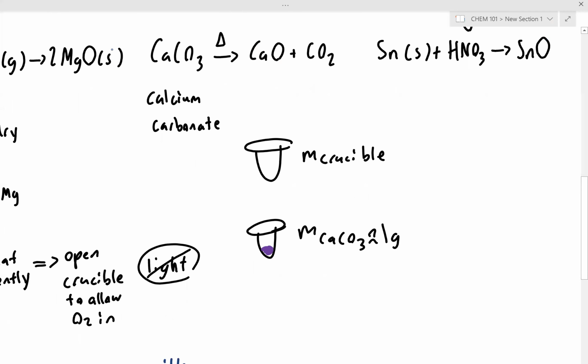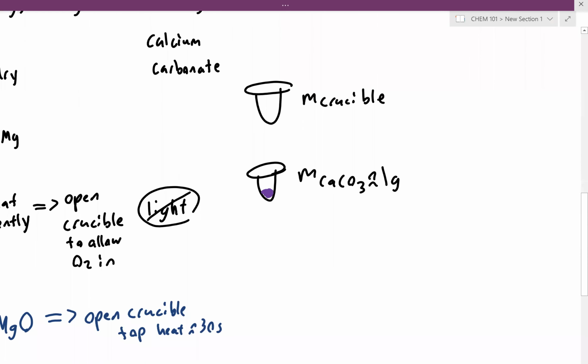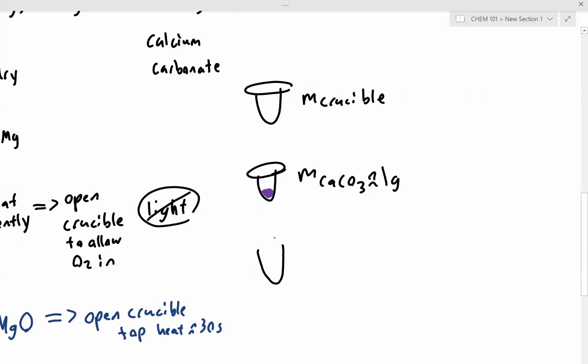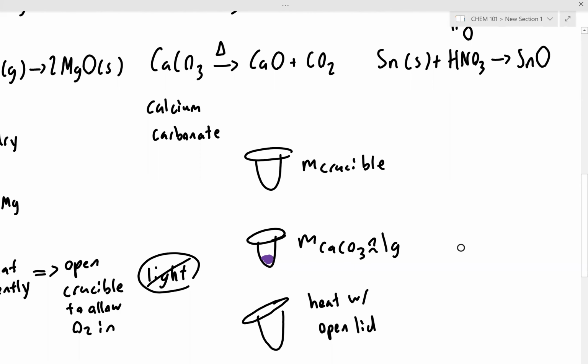Next, we are going to heat our crucible. And this is really important because this is how people end up accidentally breaking glassware. Do I keep my lid slightly open or fully closed for the calcium carbonate? Yeah, you're going to heat with an open lid. The reason being, if we look at this decomposition, carbon dioxide, is that a solid, liquid, or a gas?